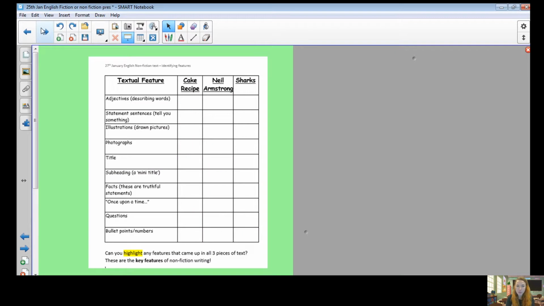Okay, what you are going to do then is you will find this chart on the top of the 3 pieces of writing. You are going to have this chart in front of you and you're going to spot all the textual features within each piece of writing. Now I'm going to explain to you what a textual feature is. A textual feature is just all of the things that are in the writing.